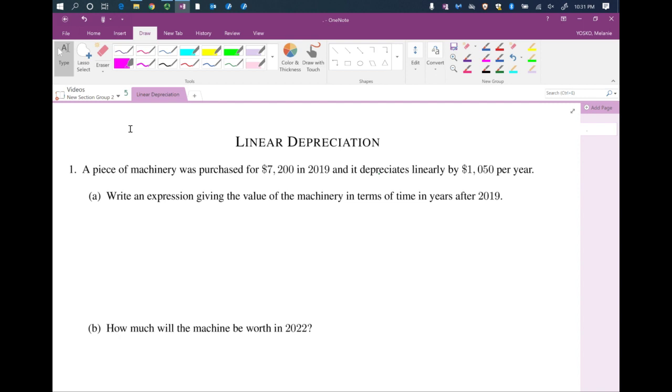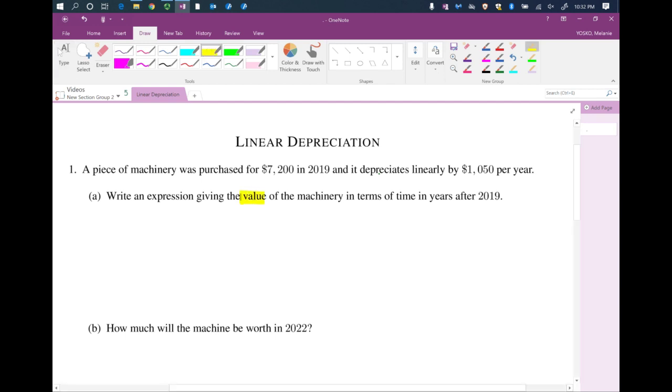Anytime you get a word problem, you should read it multiple times. Read it over and over again to make sure you have a feel for what you're asked to do. So let's read it again. A piece of machinery was purchased for $7,200 in 2019, and it depreciates linearly by $1,050 per year. Write an expression giving the value of the machinery in terms of time in years after 2019. So now let's read just the question part again. They want us to write an expression giving the value of the machinery in terms of time in years after 2019. So let's break this into pieces.